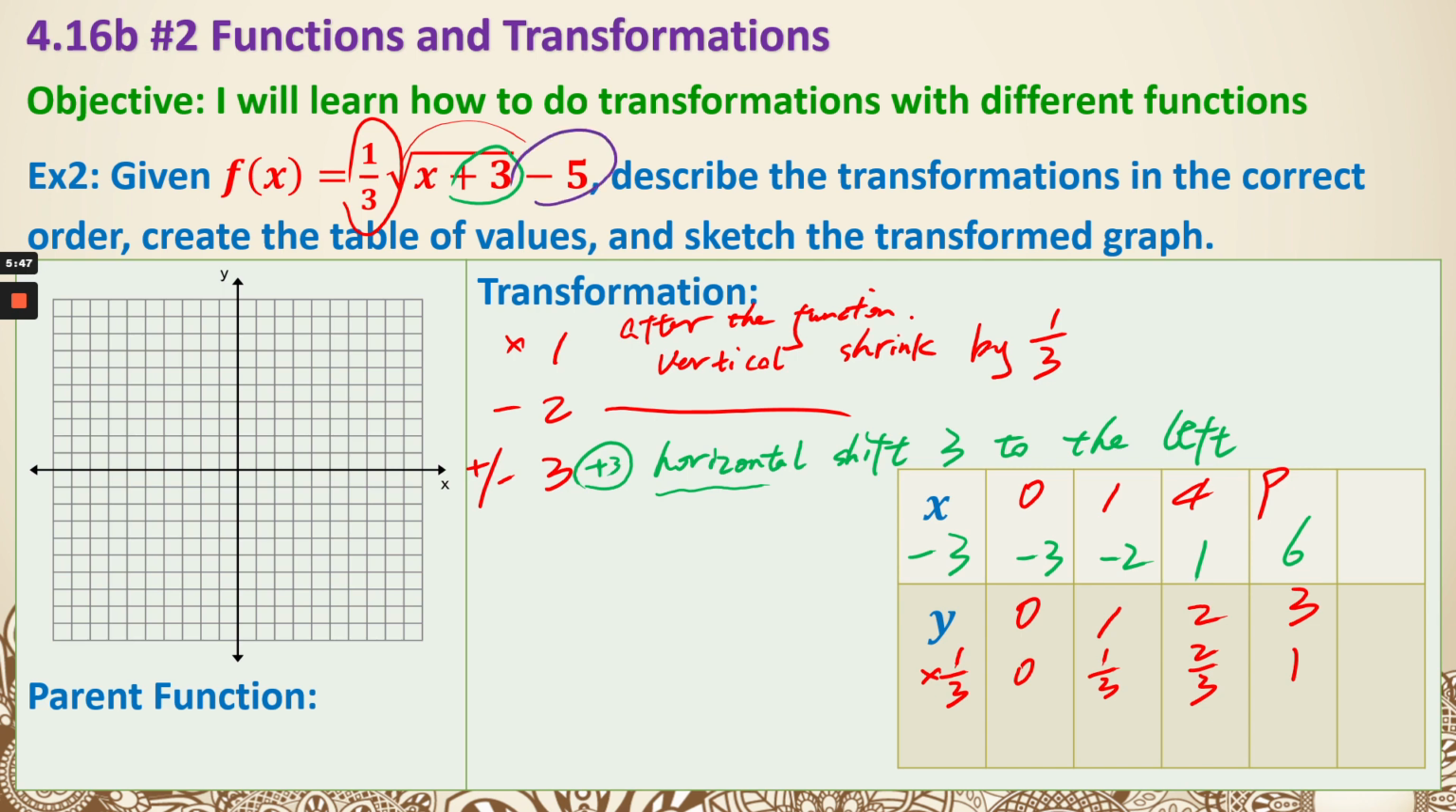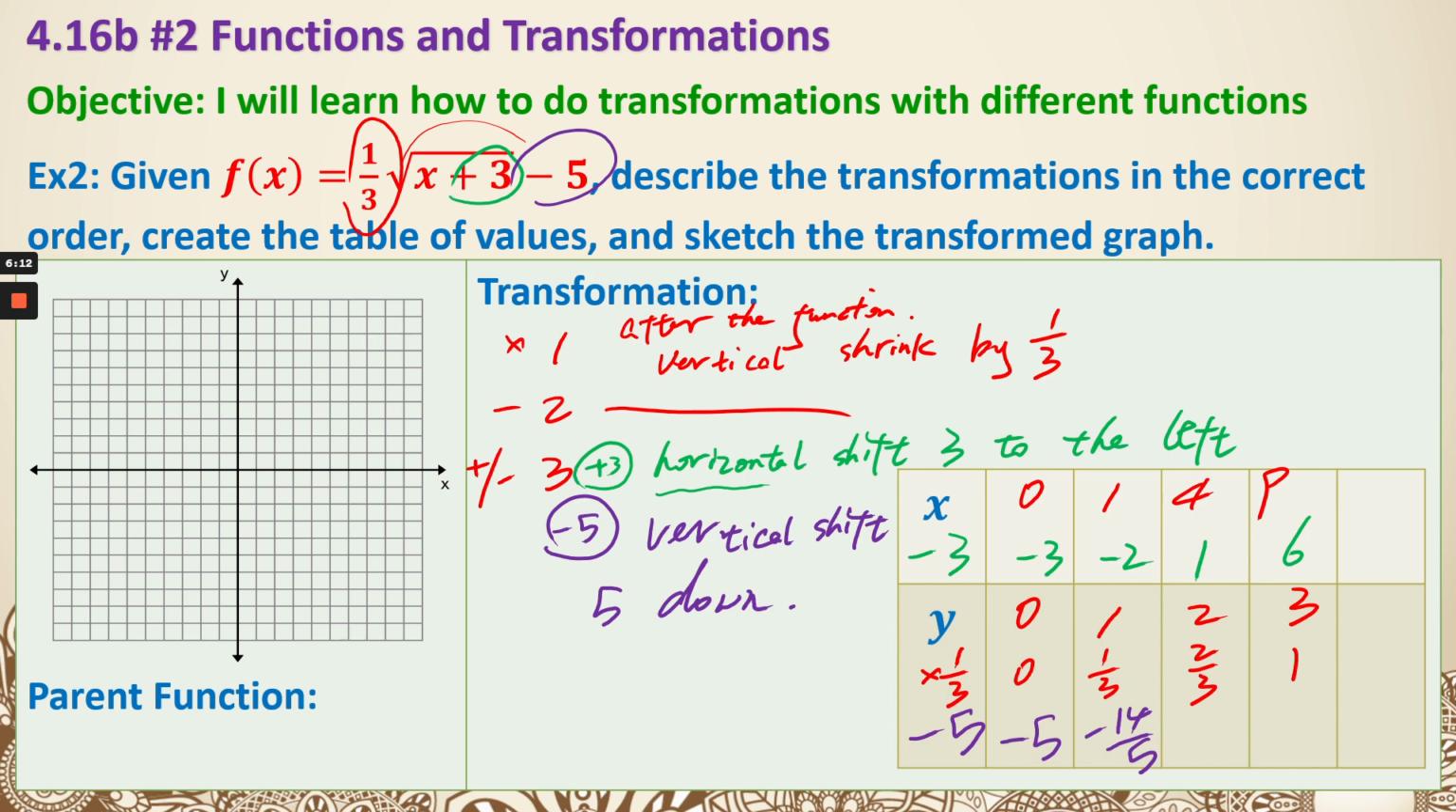Lastly, we do still have this -5 on the end. -5 is going to be the vertical shift 5 down. Because it's a -5, so it's going down. So we're going to subtract 5 on the y, since vertical is always just the same that we see. So -5, 1/3 minus 5 is going to be -14 over 5, 2/3 minus 5 is going to be -13 over 5, and 1 minus 5 is going to be -4. So now we can actually graph, and again, parent function is square root of x.